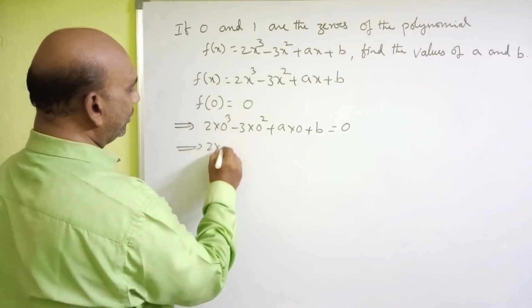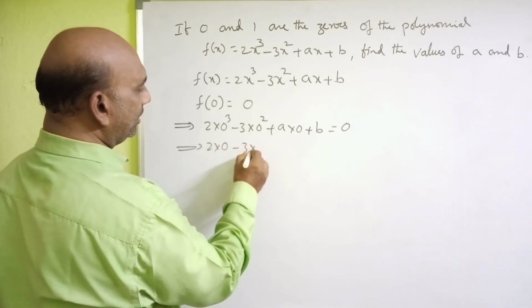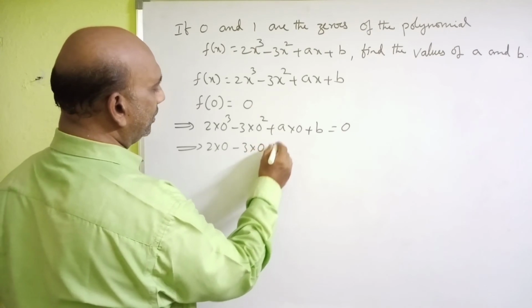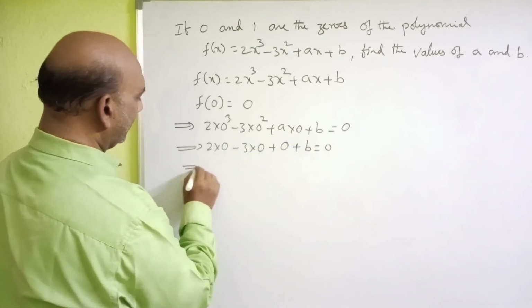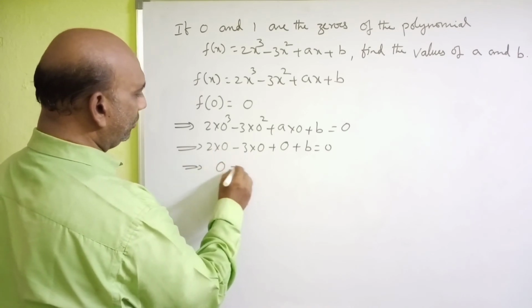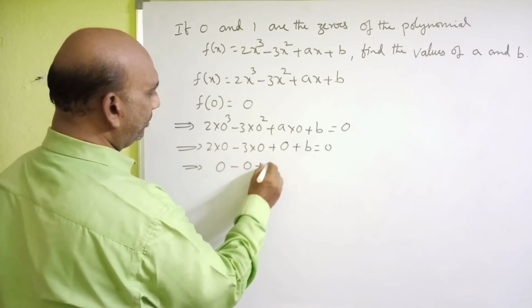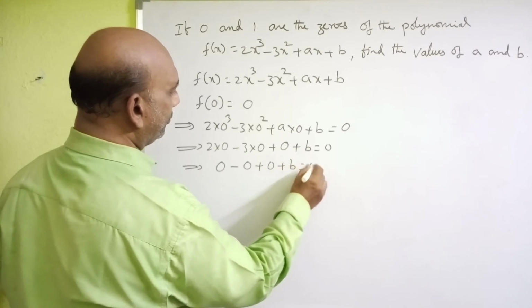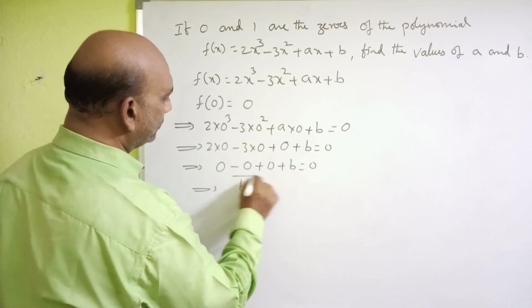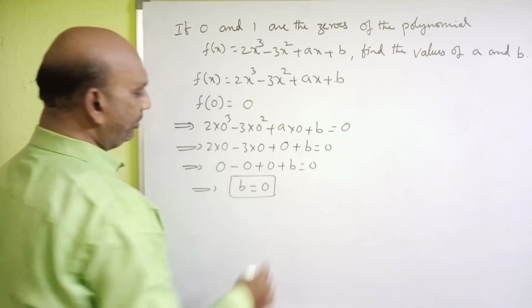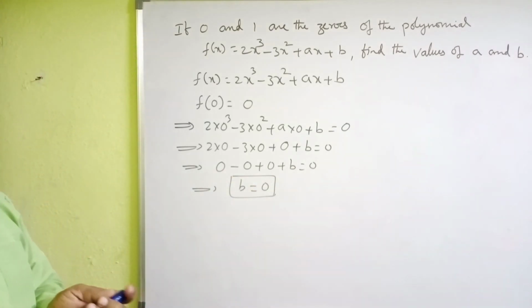Implies 2 into 0 cube value is 0, minus 3 into 0 square value is 0, plus a into 0 is 0, plus b equal to 0. Implies 2 into 0 is 0 minus 3 into 0 is 0 plus 0 plus b equal to 0. Finally we get b equal to 0. So b value we got 0.